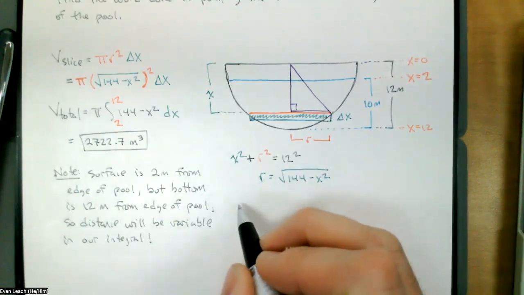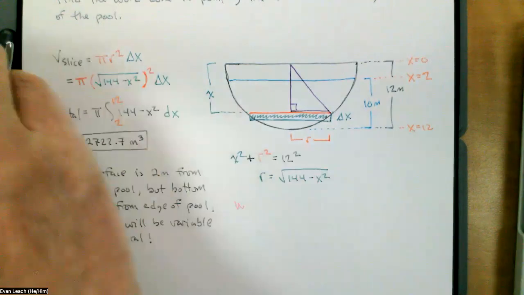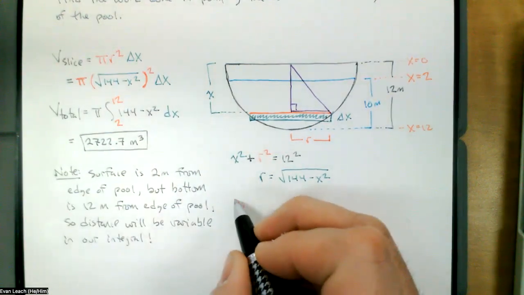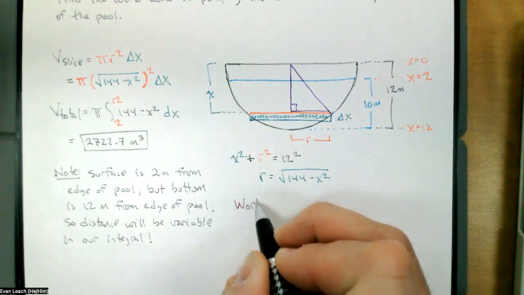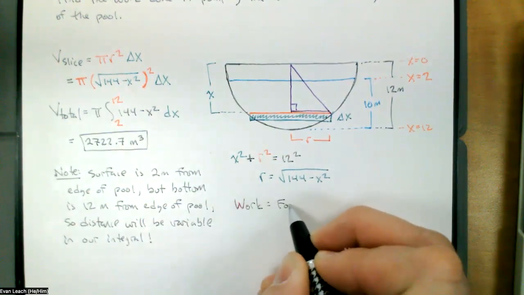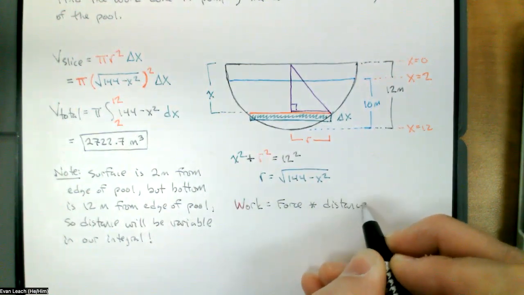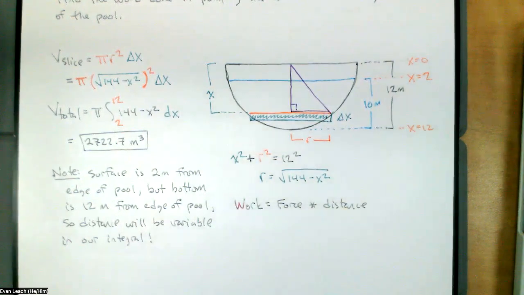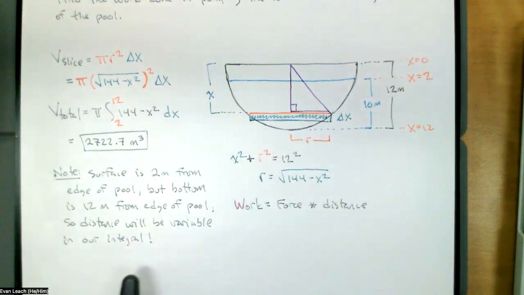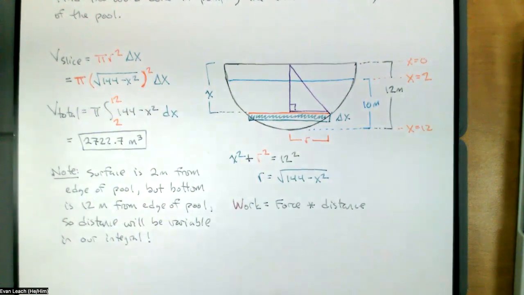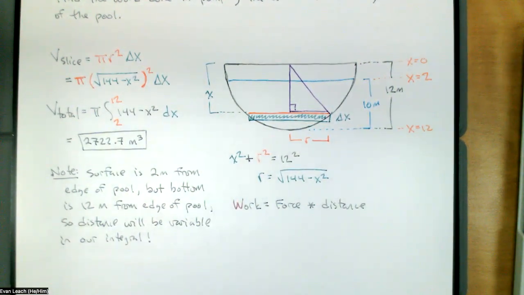So we know that work is equal to force times distance. We know that distance is one of the variables in our integral. We know that force is also going to be one of the variables in our integral. The slice of water at the surface is much bigger than the slice of water at the bottom of the pool. So that's going to mean more force at the surface than there is at the bottom of the pool.